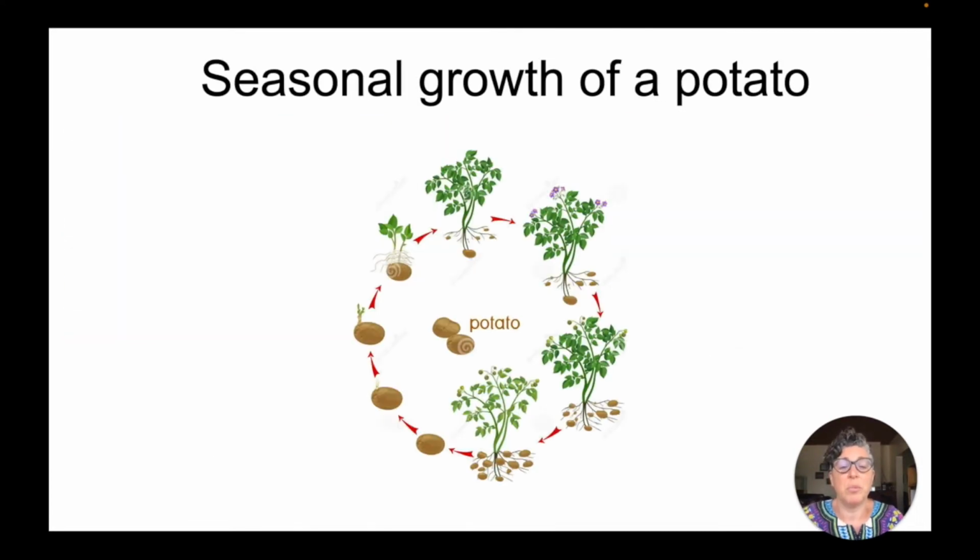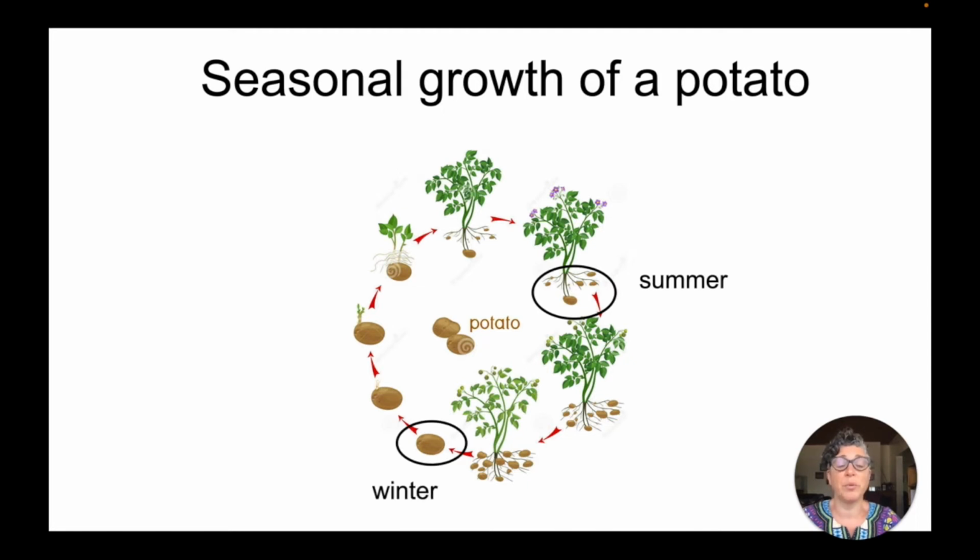The other example that you need to know is a potato plant. So let's take a look at the seasonal growth of a potato. We typically have three areas when we're talking about a potato plant. Typically we have the summer season. This is when the plant is growing and doing lots of photosynthesis and storing lots of carbohydrates in its stem.